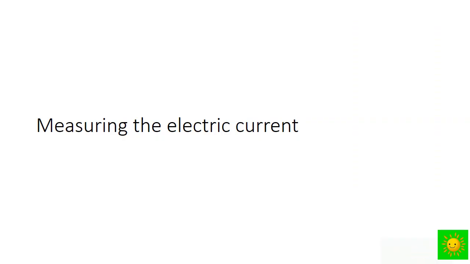Now we are going to measure the electric current. Physical quantities are measured in various instances. For this purpose, various measuring equipment and various units are used. Electric current is also a physical quantity. Let's investigate how electric current is measured.